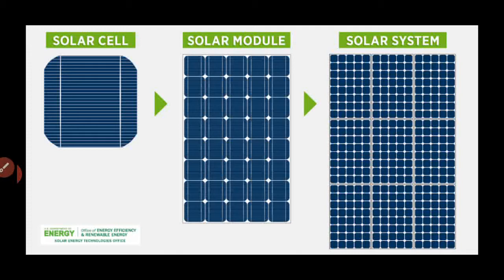And these cells, solar cells, are made up of semiconductor devices. And you know what is semiconductor? It's a material whose conductivity is between insulators and conductors. And this is a typical solar cell.